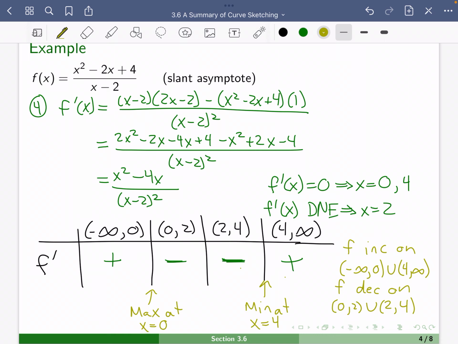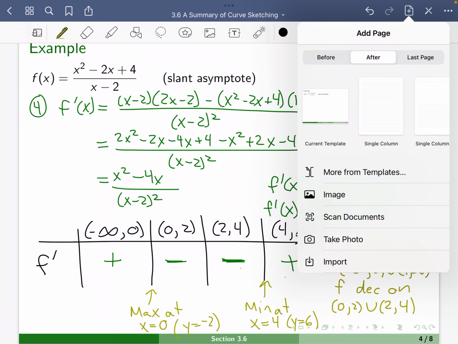Great. And if we were to plug in those values, when x is 0, plugging it into the original function, our y value is negative 2. If we were to plug in 4 into the original function, we get a y value of 6. So when we graph this, I can plot the points (4, 6) and (0, negative 2), and we can observe that those are actually minimums and maximums. All right.